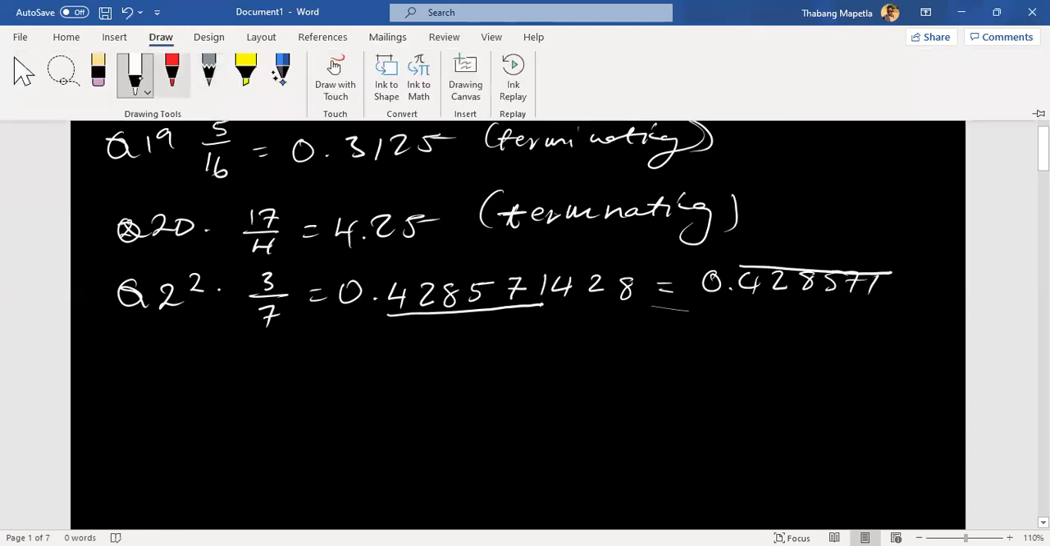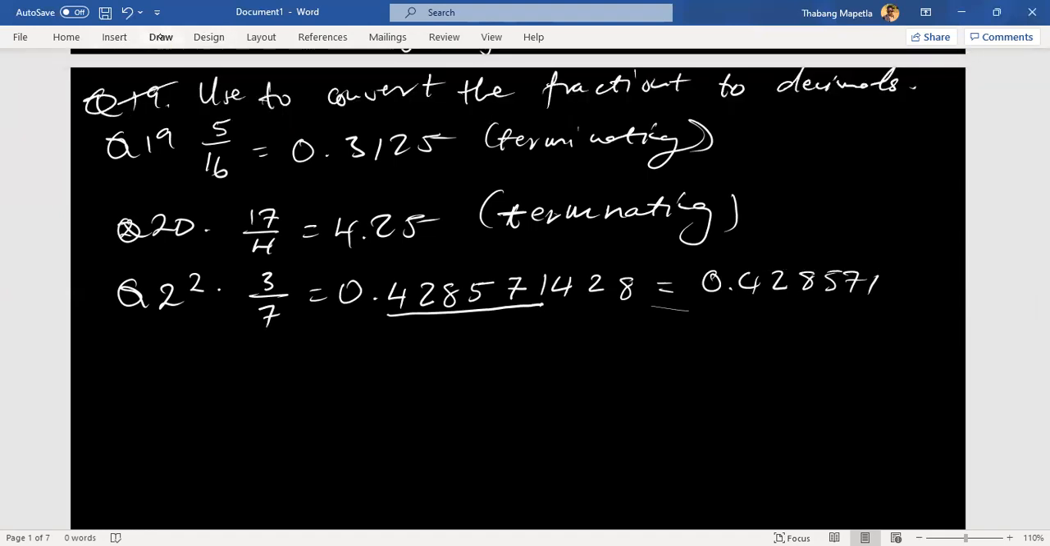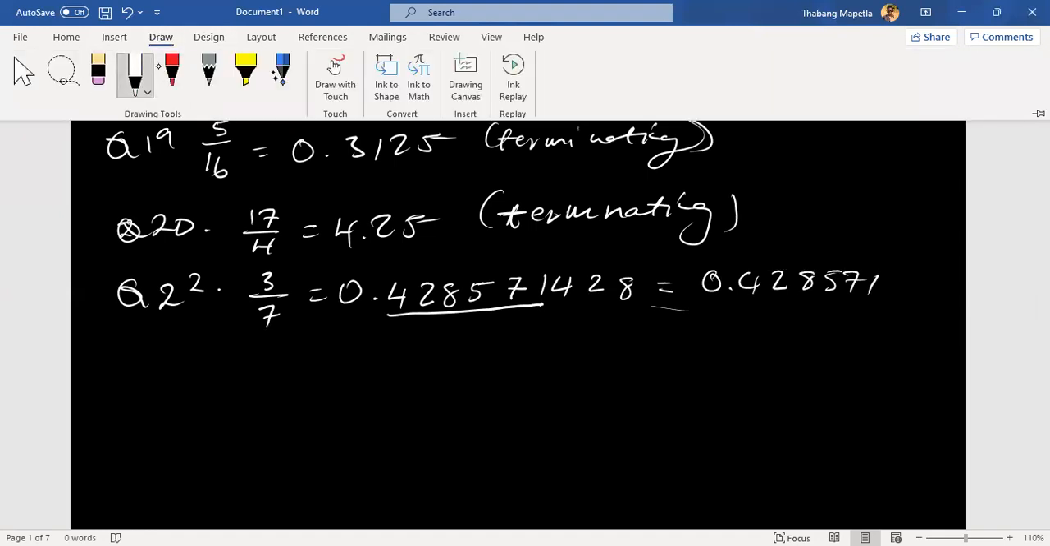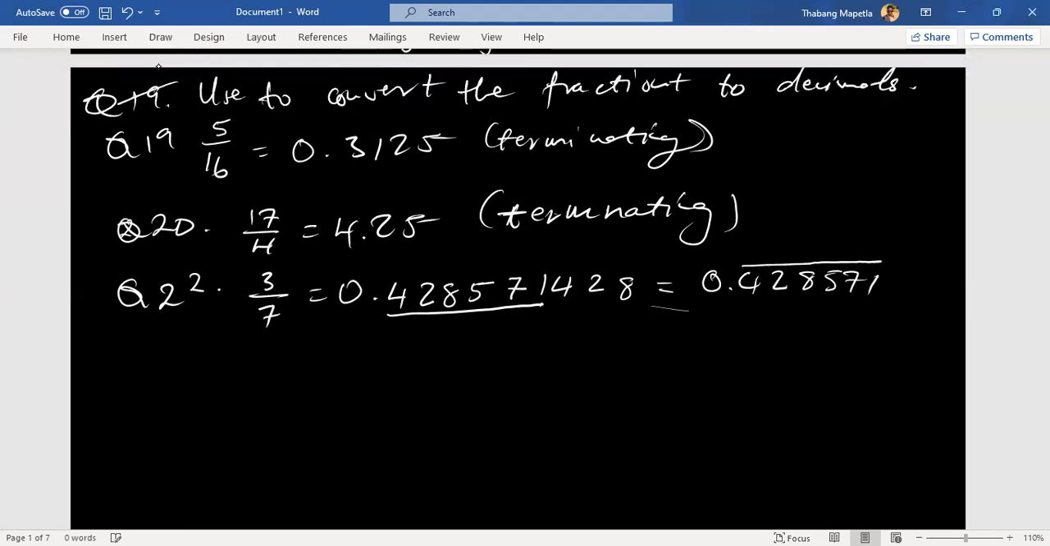I don't know if we all can see that. We all can see that. Yes, bar on top to show the repeating. So that is it. And then, yeah, I think we're good. So we can go to the next ones.